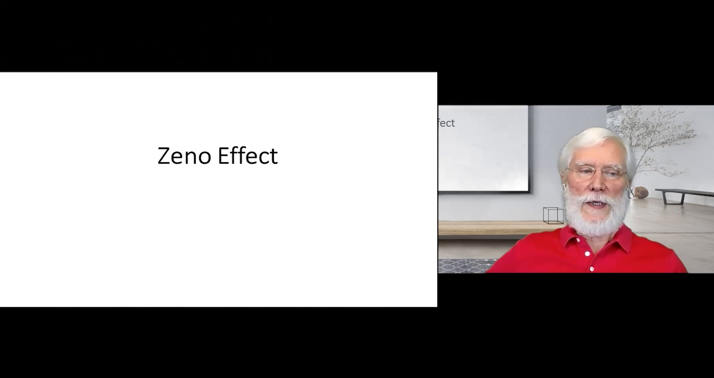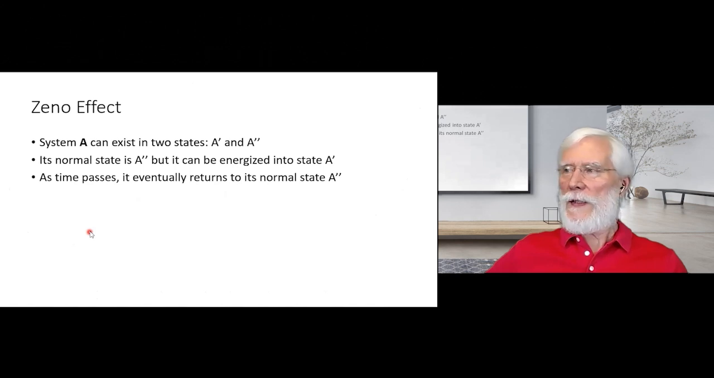All right, the Zeno effect will be even shorter. It's a very simple thing. This is how you set up the Zeno effect. There's a system, and I'll just call the system A. And A can exist in two states. This is a quantum system. So it exists in quantum states, which means it's not a continuous slide from one state to another. It's either in one state or it's in the other state. It's a jump between states, okay? So it can be in two states, state A prime and A double prime.